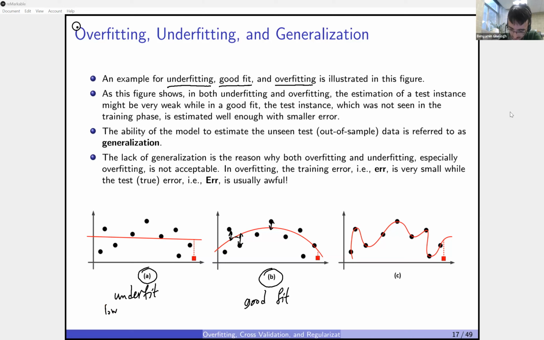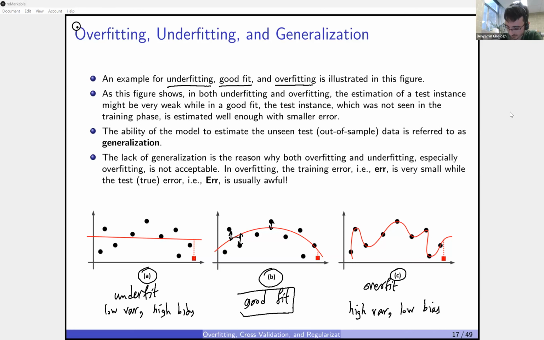It's low variance but high bias. This is overfit, because it has high variance, low bias. We want something like this. So this performs almost good on both training and test data points.